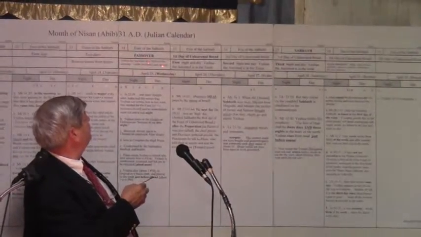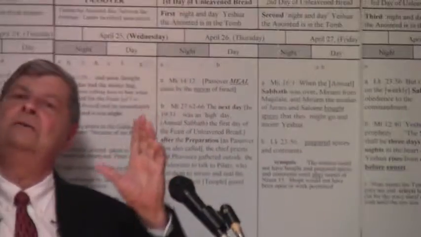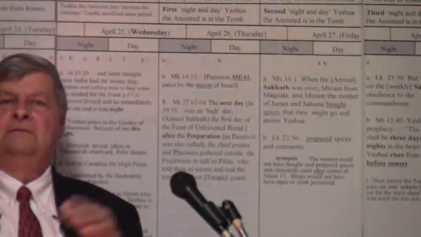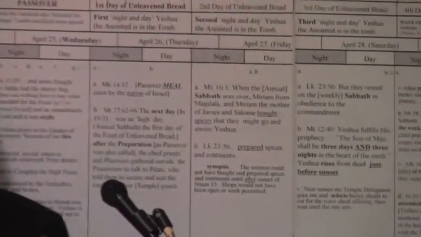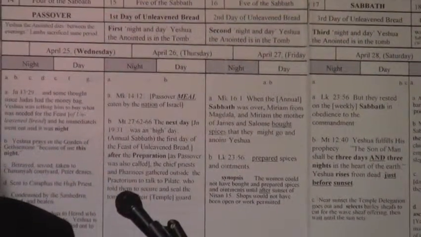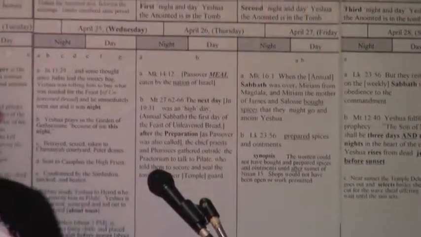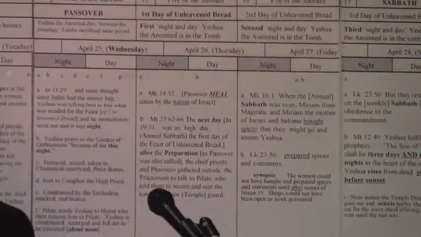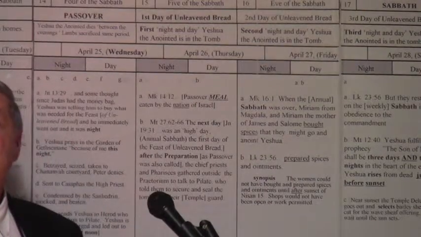Yeshua dies between the evenings. Between the evenings, as the sun goes down and it first touches the horizon, is the beginning of the evening. And when the sun goes down and it's no longer visible, it's the other evening. So his death was between the evenings. Ben Ha Avarim.